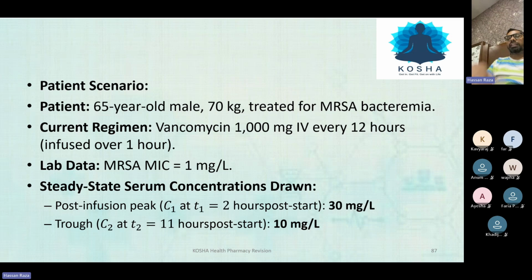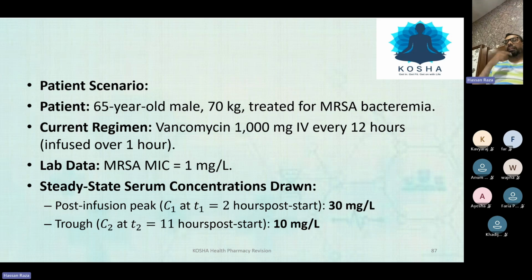Similarly, she has taken the trough level. For example, we have to administer 1 gram BD. The first dose we administer at 8 o'clock, and the other dose at night, say at 8 o'clock. We ask our nurse to take the sample at 7 o'clock, 1 hour before administering the next dose. So she has taken it 11 hours after the first dose, and it comes out at 10 mg per liter.